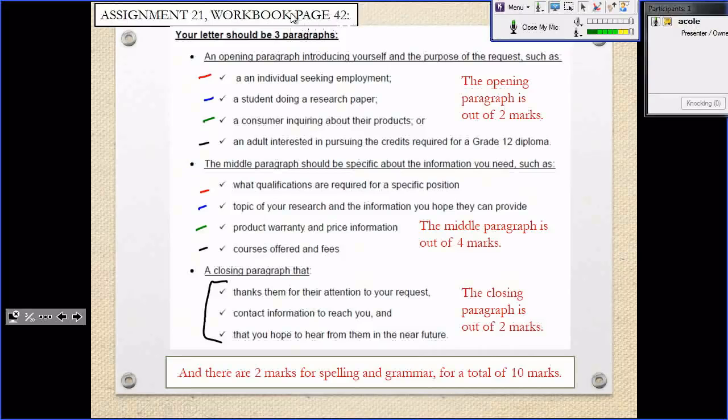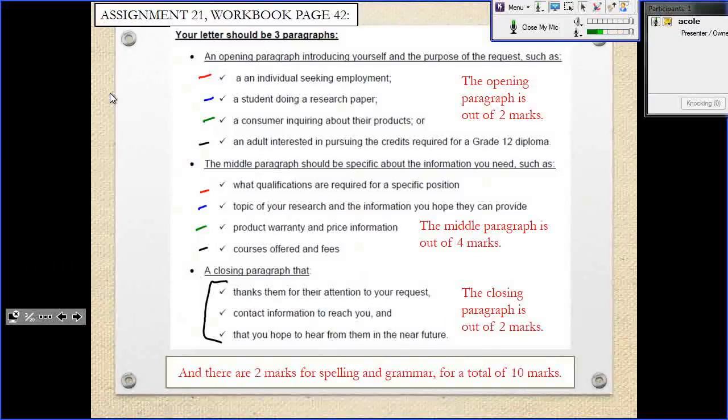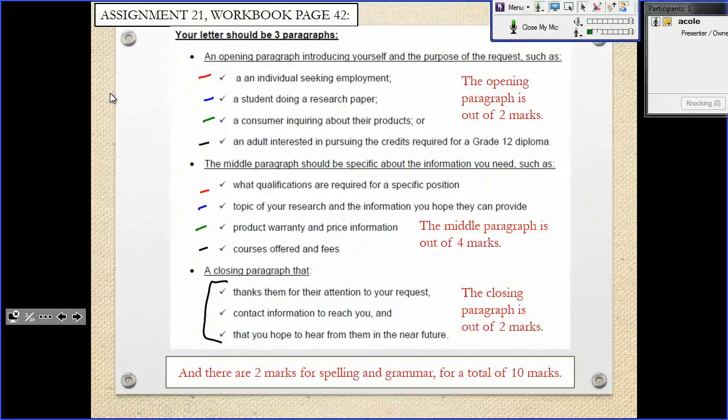What we're looking at now is page 42 from the workbook. If we're looking at what the letter needs to have, it should have 3 paragraphs. Keep in mind that you still need to have all the parts of a letter, and we'll go through it. But if we're talking about the main content in the letter, you need to have at least these things. The reason your workbook organizes it this way is to give you some hints on what you could write about.